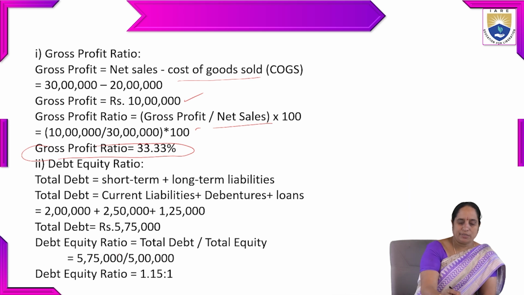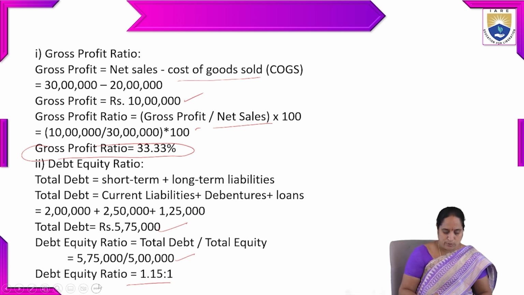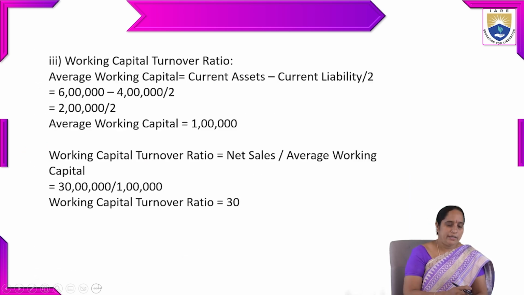Debt equity ratio can be calculated by the formula total debt by total equity. So total debt already we have calculated, and this is given in the problem, total equity. Then we should get debt equity ratio simply inserting in the formula the values, then it should be 1.15 is to 1. And third one is working capital turnover ratio.